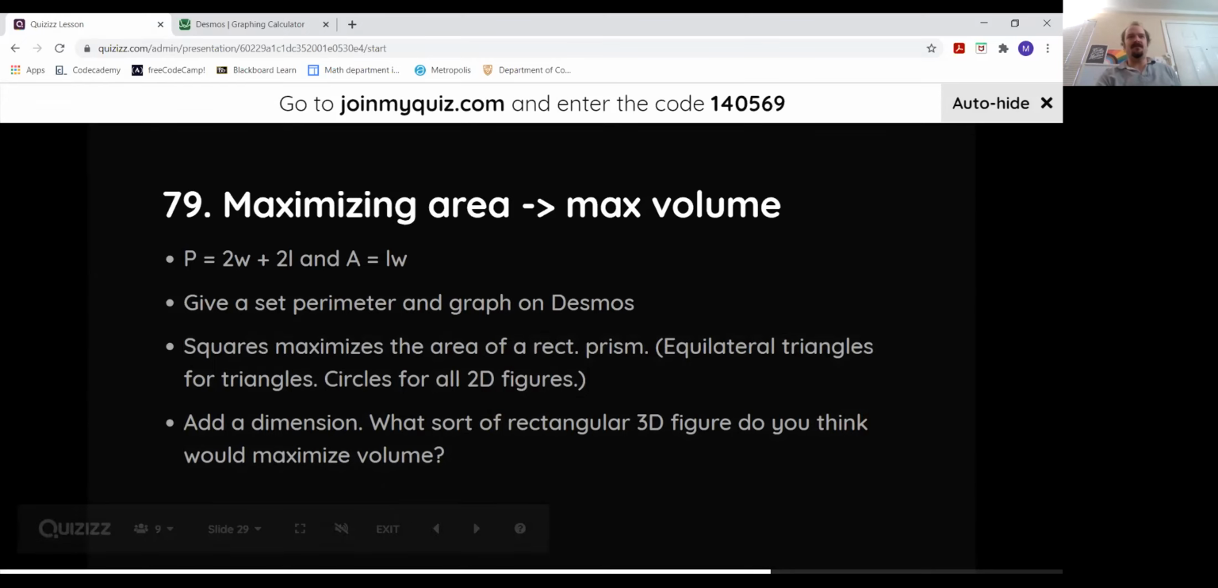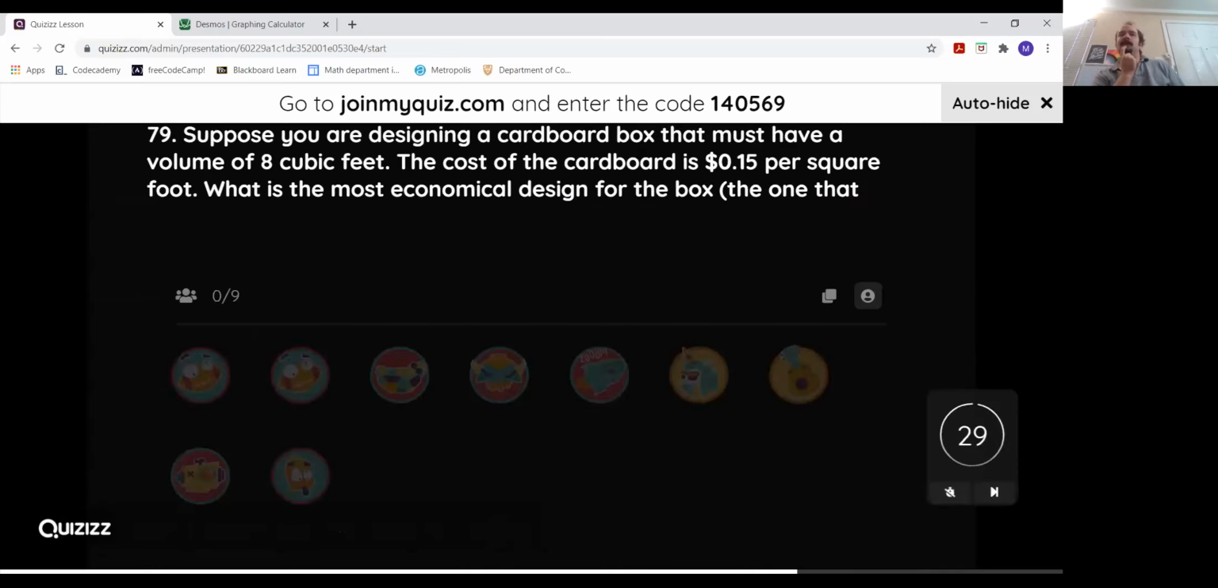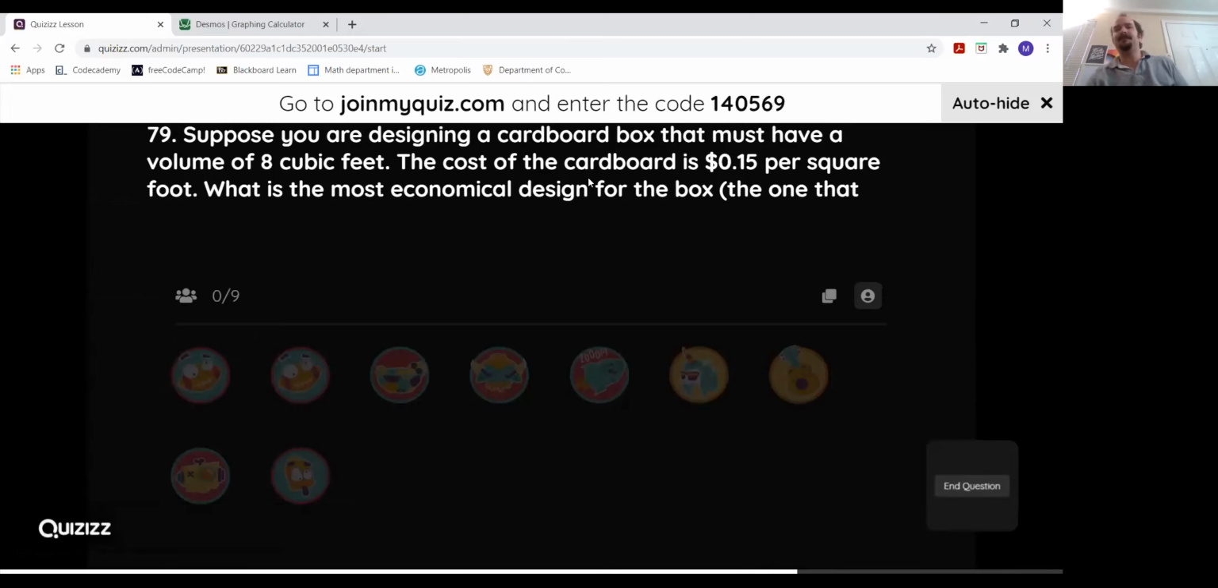So what sort of 3D object would maximize the volume of a rectangular prism? If a square maximizes the area of a rectangle, what would maximize the area of a rectangular prism? Hopefully you can deduce it would be a cube, right? We could do a similar thing where we plug the surface area into the volume of a cube and try to maximize that formula.